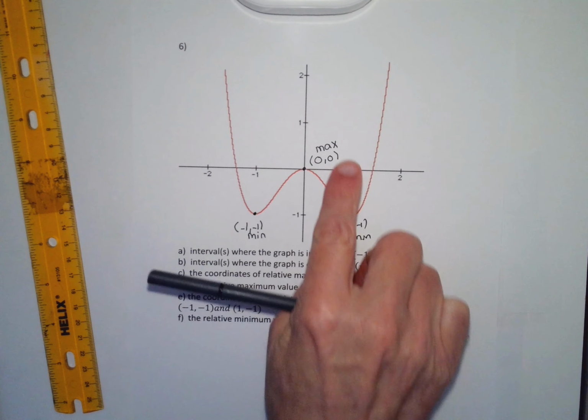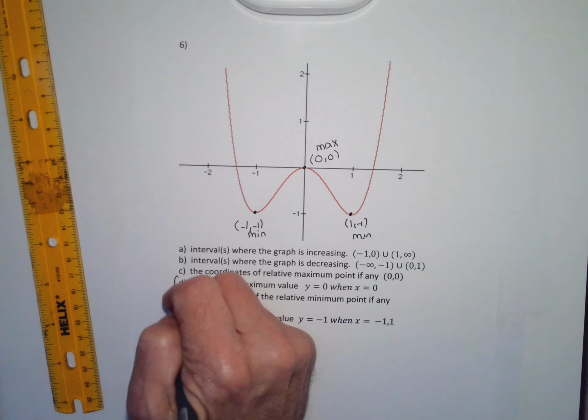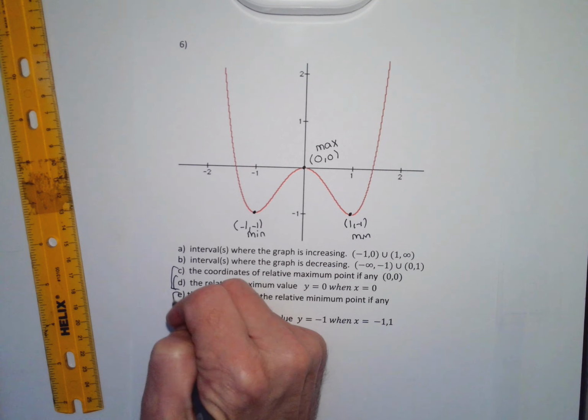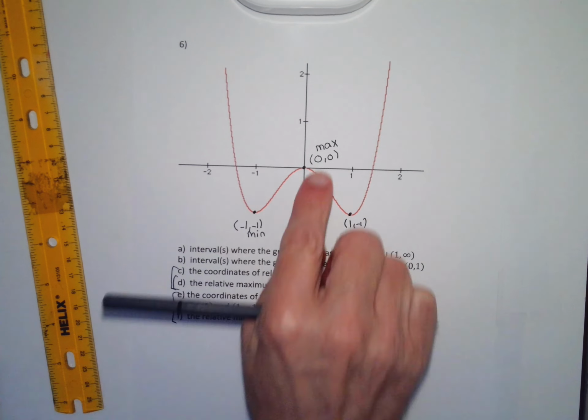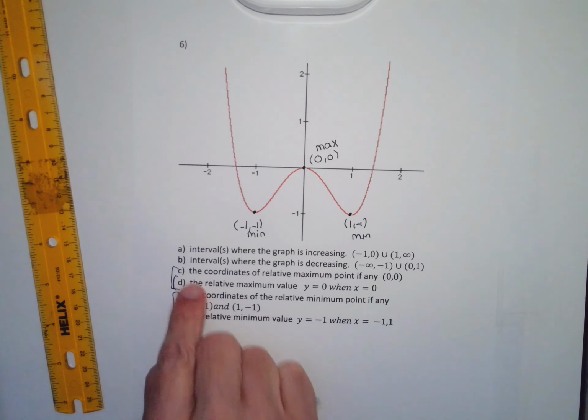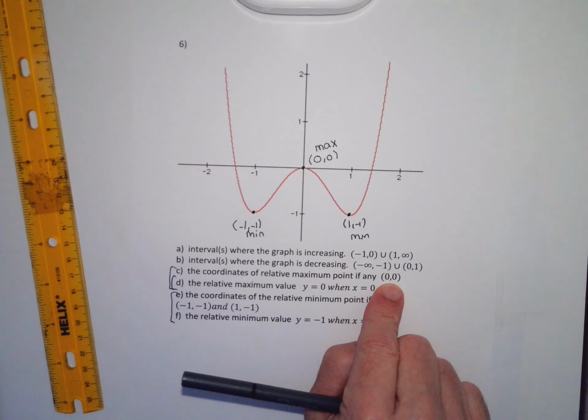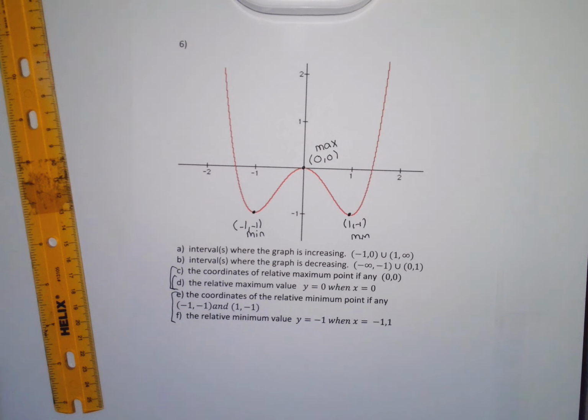So when I go to answer the maximum questions and the minimum questions, the coordinates of the relative maximum point go in part C. So the point 0, 0, the maximum point, goes in part C. And the two minimum points, -1, -1, and +1, -1, go in for the coordinates of the relative minimum point.